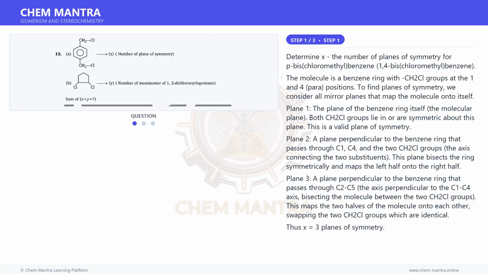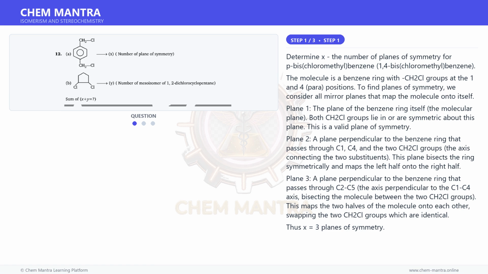Determine X, the number of planes of symmetry for p-bis(chloromethyl)benzene, 1,4-bis(chloromethyl)benzene. The molecule is a benzene ring with CH2Cl groups at the 1 and 4 para positions. To find planes of symmetry, we consider all mirror planes that map the molecule onto itself.